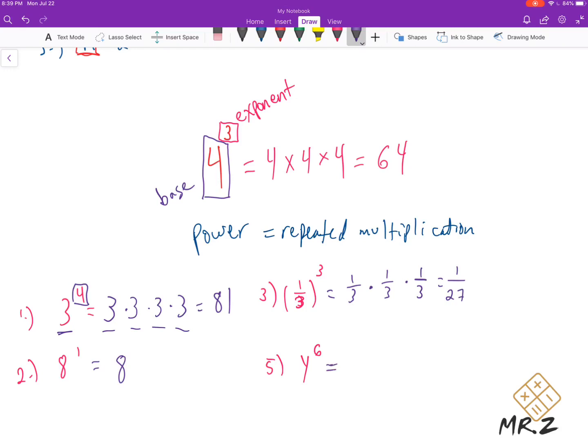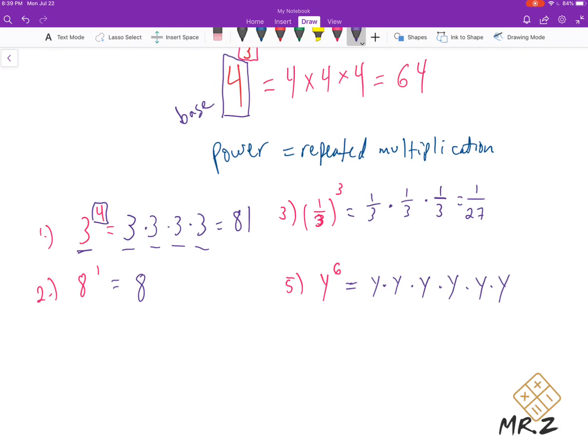And then y to the power of 6 is just y times y times y times y times y times y. Why are you doing this? Why? Let's move forward. Oh, one more.